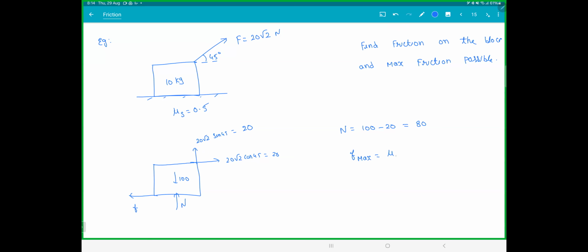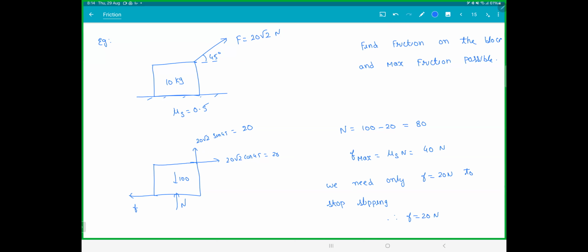So what is F max? F max is mu s into N, which is 0.5 into 40. I can give you 40. But to stop the block, how much do we need? We need only 20 newtons to stop motion. The ground is at rest. I need only 20 newtons. Therefore, friction is 20. Easy. I can give you 40, but I need only 20.